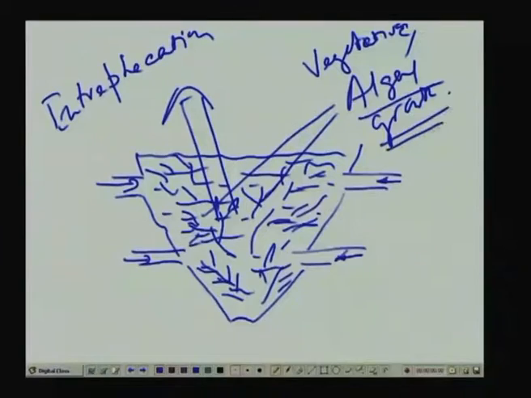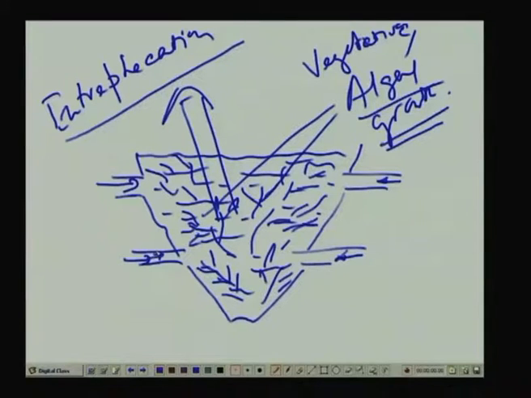In such cases, these salts add to the increase in the nutrients, and this increase in the nutrients would finally lead to the algal growth, the algal bloom that I have said, and would finally lead to eutrophication. So nutrients are of significant importance as such.